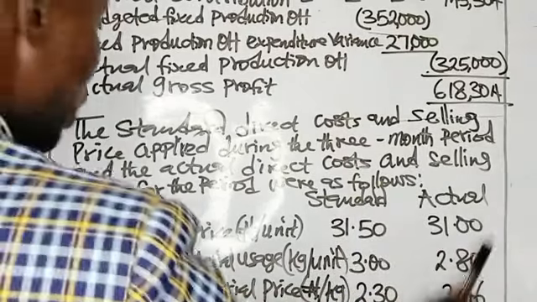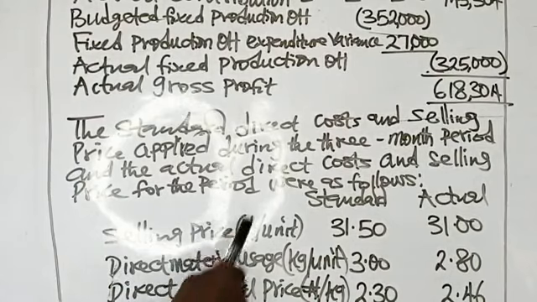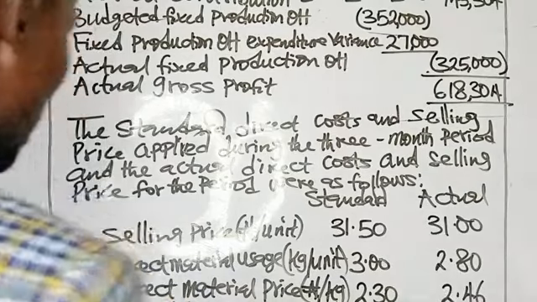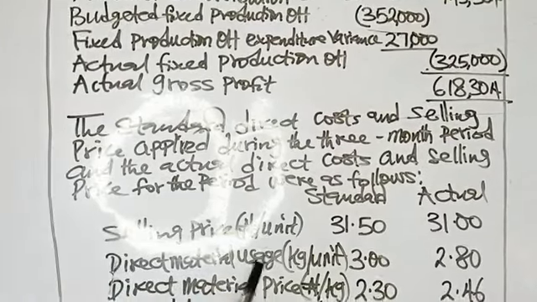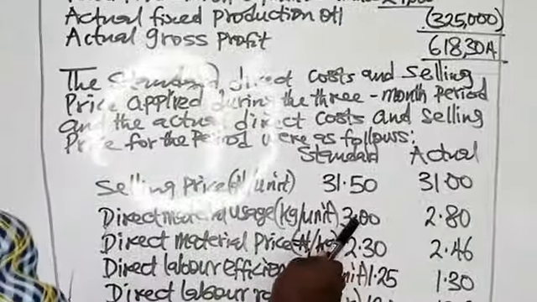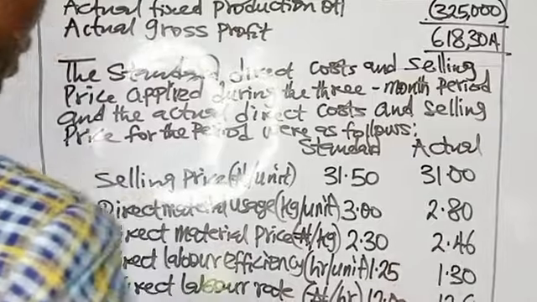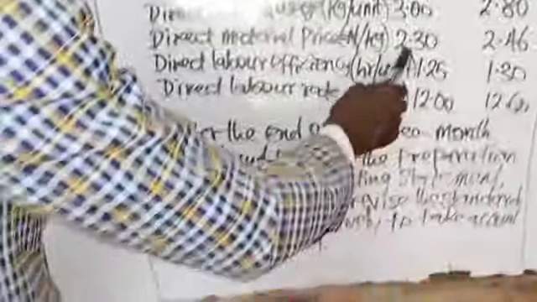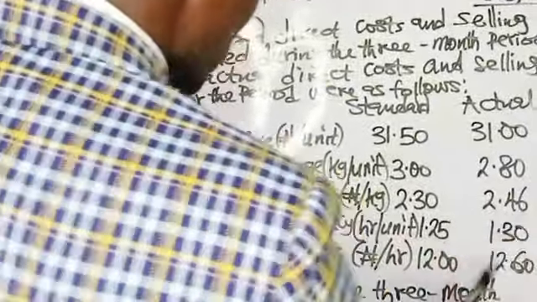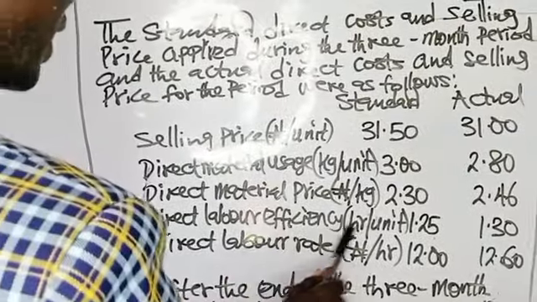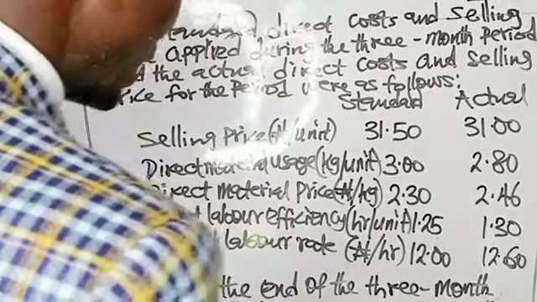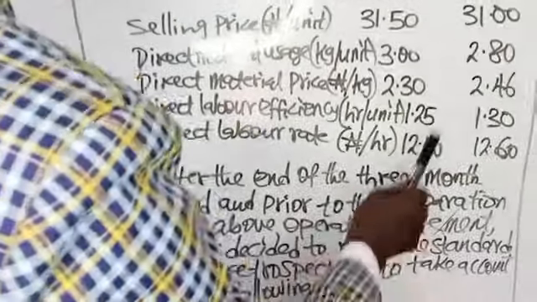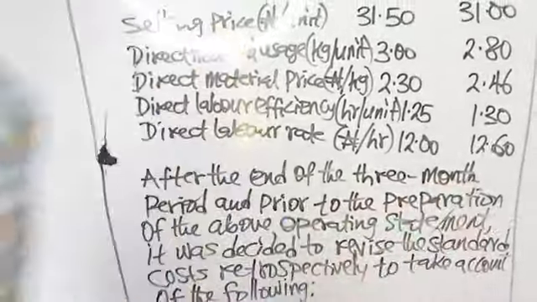You have the standard and actual. Then you have the selling price, Naira per unit, 31 Naira 50 kobo for standard. Actual is 31 Naira. Direct material usage, kilogram per unit, standard 3, while actual is 2.80. Direct material price, Naira per kilogram, standard is 2.30, while actual is 2.46. Direct labor efficiency, hours per unit, 1.25 for standard, while actual is 1.30. Direct labor rate, Naira per hour, standard 12 Naira, actual 12 Naira 60 kobo.